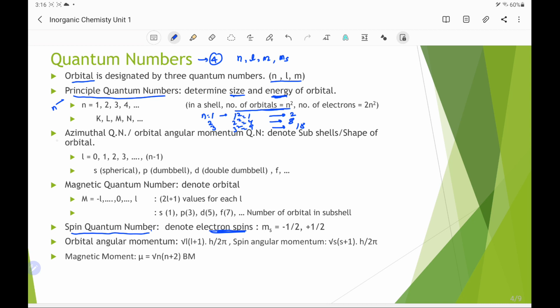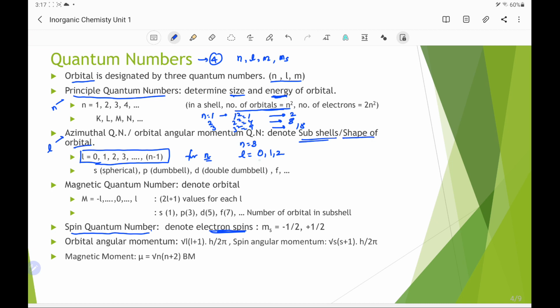So in this way, we can calculate the number of orbitals and the number of electrons in a particular shell. Next is azimuthal quantum number, which is represented by small l, and this has the value l equal to 0, 1, 2, 3 to n minus 1 for a particular n. For example, if we take n equal to 3, then l will have the values 0, 1, 2.